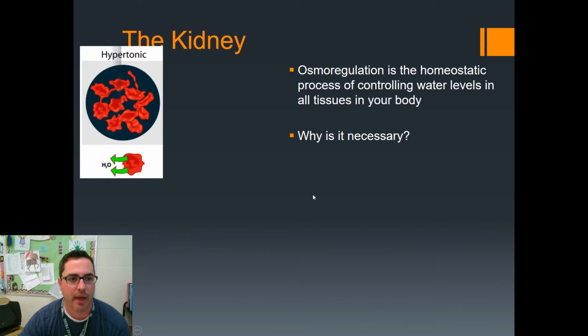Well, if we look at a hypertonic situation, if blood is in a situation where there's too many solutes on the outside, the red blood cells then are going to lose water. Water will escape the red blood cells. Those cells will then shrivel up and then be non-functional at all.